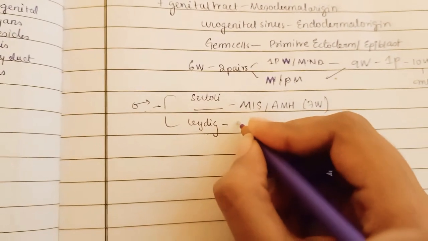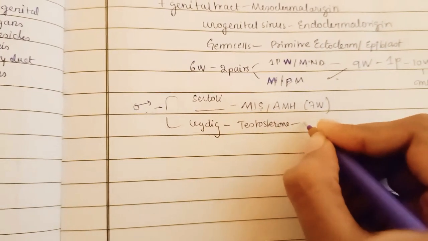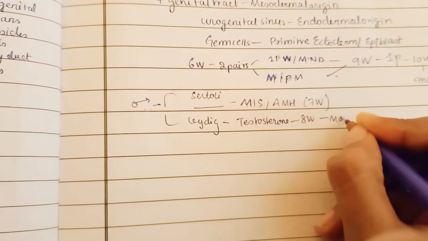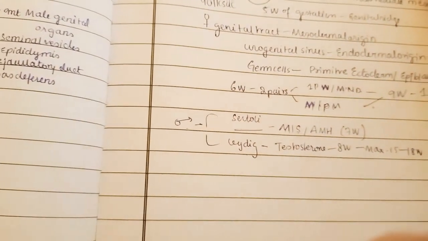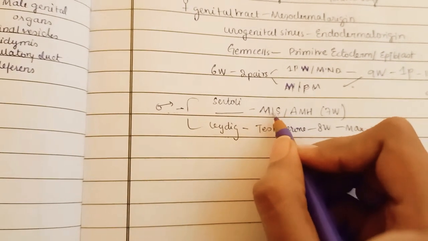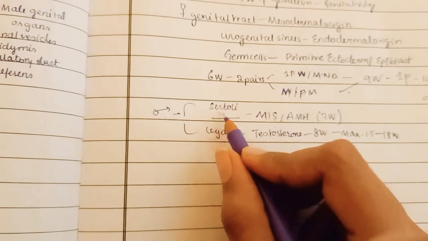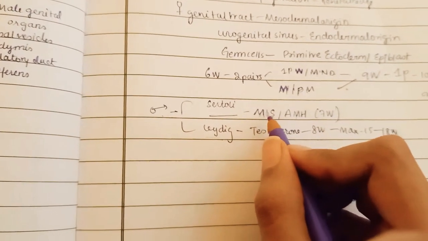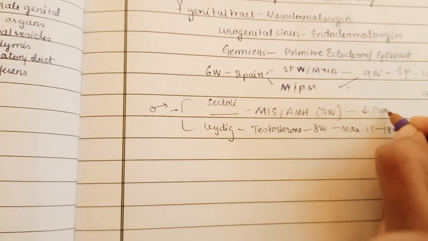Coming to Leydig cells, they will secrete testosterone. It begins at 8 weeks and is maximum at 15 to 18 weeks. Now coming to MIS. We have discussed the Mullerian inhibiting substance or anti-Mullerian hormone, which is released from Sertoli cells. This will lead to regression of the Mullerian ducts in male. So it will decrease the Mullerian ducts in male.